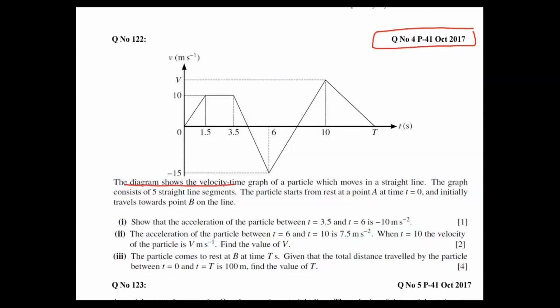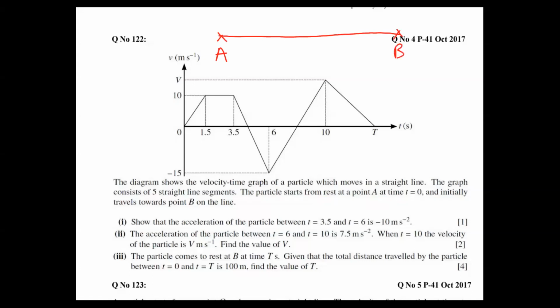The diagram shows a velocity-time graph of a particle that moves in a straight line. The graph consists of 5 straight line segments: 1, 2, 3, 4, and 5. The particle starts from rest at A at time 0, and initially travels towards B on the line. So it means the particle starts from A and travels towards B. Okay, so this is the whole story.